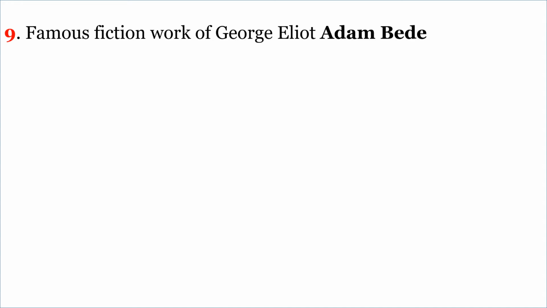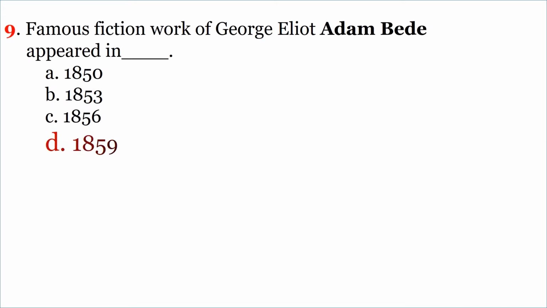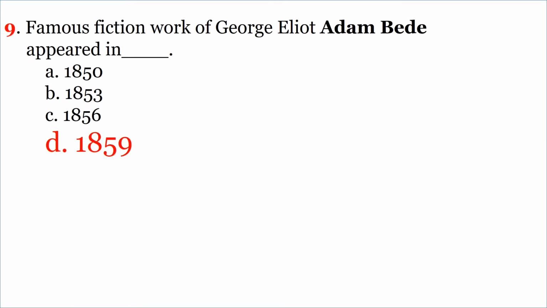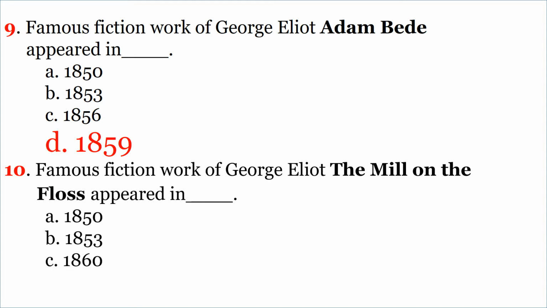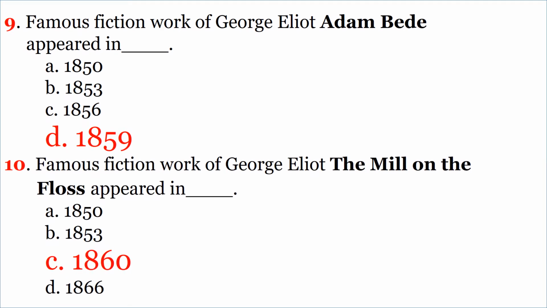Another very important question. Famous fiction work of George Eliot, Adam Bede, appeared in. The correct option is D. 1859. Another very important question. Famous fiction work of George Eliot, The Mill on the Floss, appeared in. The correct option is C. 1860.